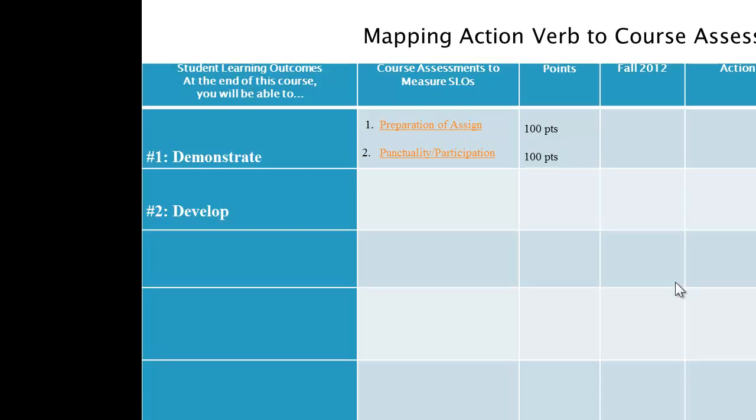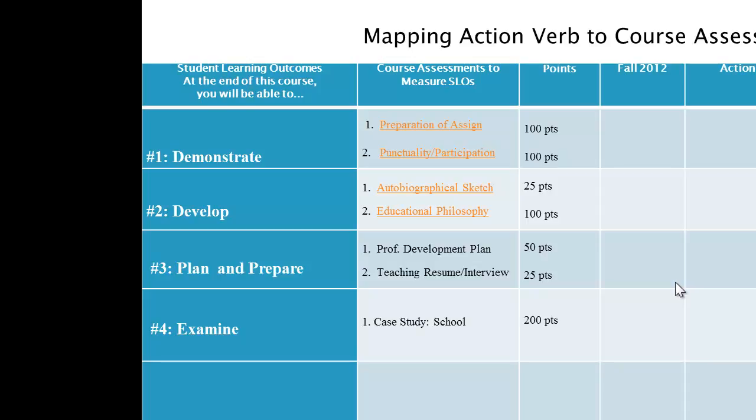If I do this for each student learning outcome, I get a course assessment, and course assessments can obviously be more than one. We want a variety of assessments to get evidence from different places. I want them to develop a philosophy of education, and so the autobiographical sketch and the educational philosophy are ways in which I'll measure that. I go all the way down, and what I'm basically doing is getting a one-to-one map of how to measure each of those SLOs.